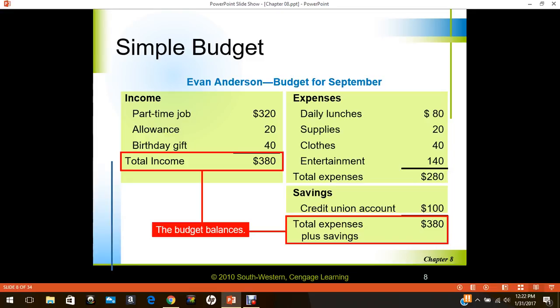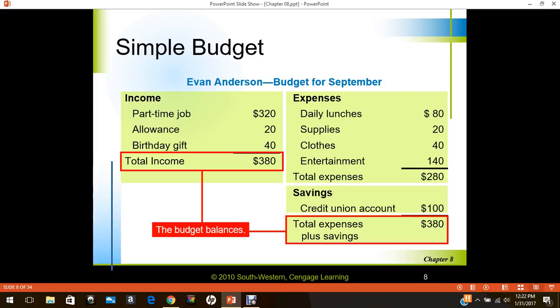Now, next we'll take a look at his expenses, which include daily lunches, supplies, clothes, and entertainment, which gives him a total of $280. What you will notice is that in his expenses, he also estimated how much he was going to spend in regards to entertainment. Now, after he determined all of his expenses, it then left him with $100 to put in his savings. Now, notice that he uses a credit union account.